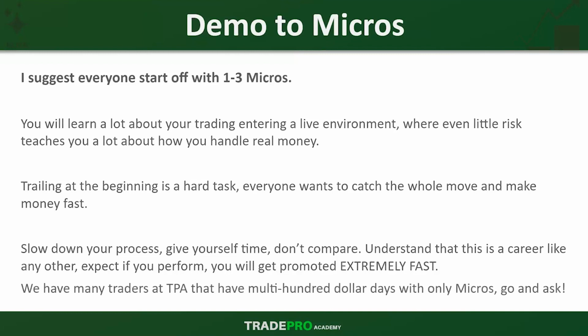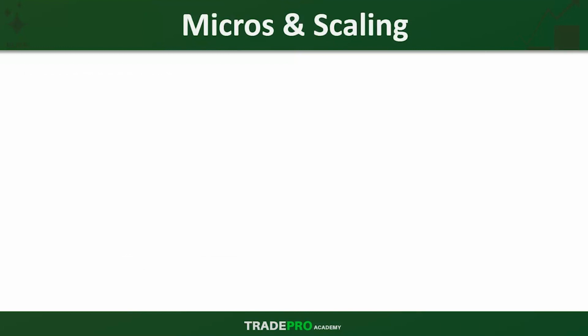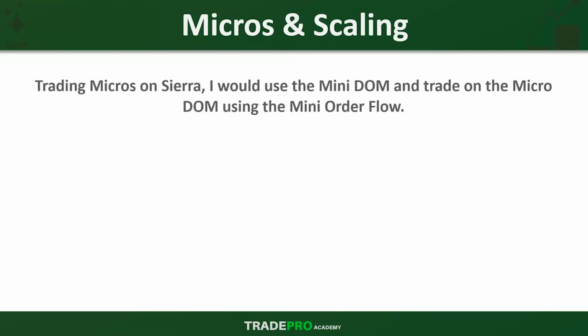We have a lot of traders at TPA that have multi-$100 days, $300, $400, $600 just trading micros, right? You can go and ask them there in Discord, but there's a lot of people, and sometimes when I want to cut my risk down, I'll even go into the micros and trade the micros, right? You can still have great days trading micros.